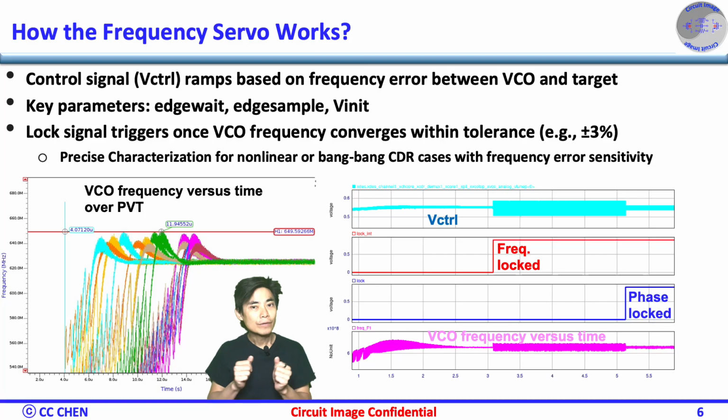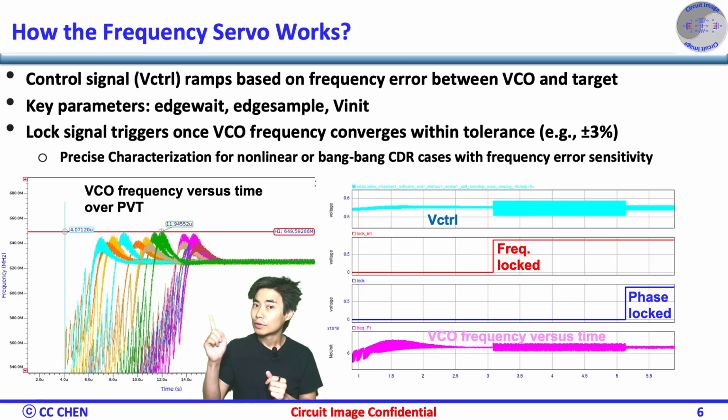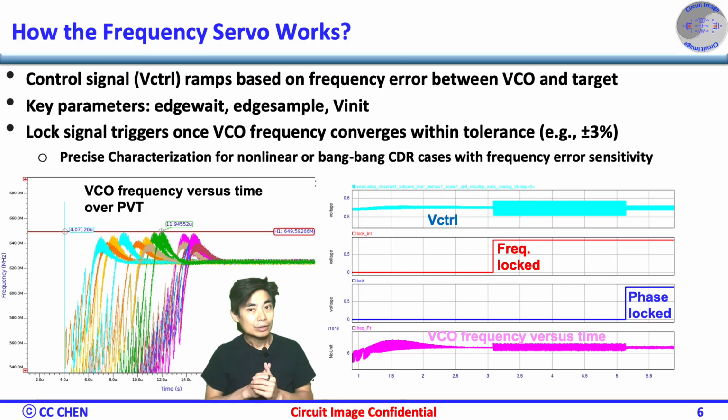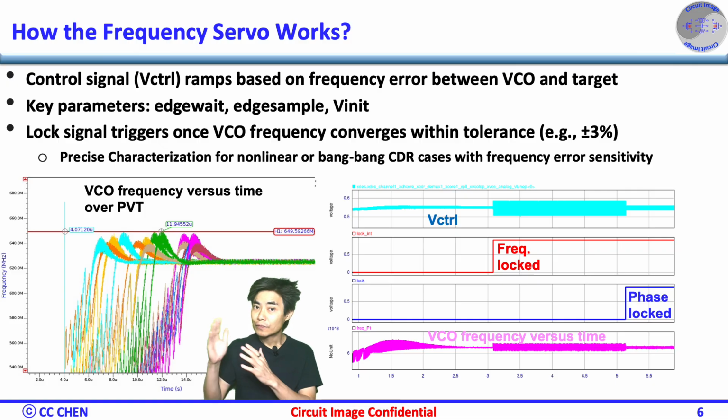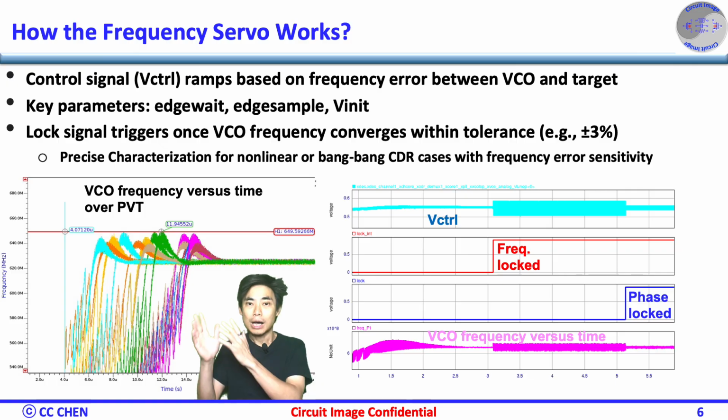Here's how the VCO frequency servo works. We start with Vcontrol, the control voltage for the VCO. The servo monitors frequency error. If the VCO is too fast, we pull Vcontrol down. If it's too slow, we push it up.